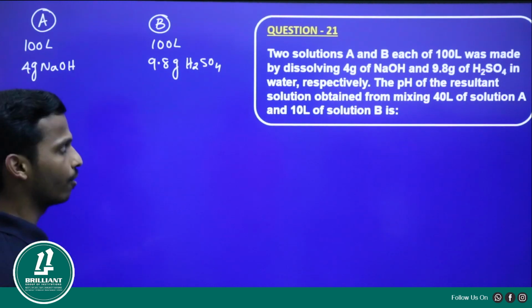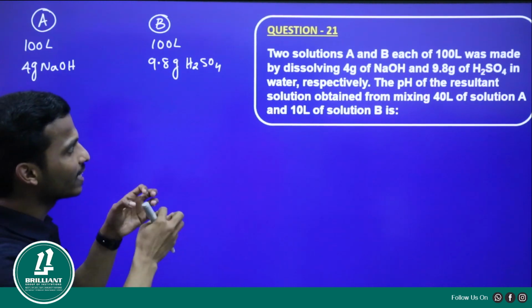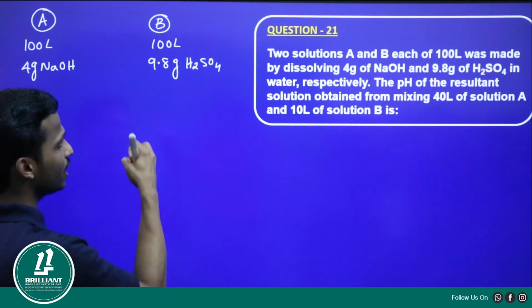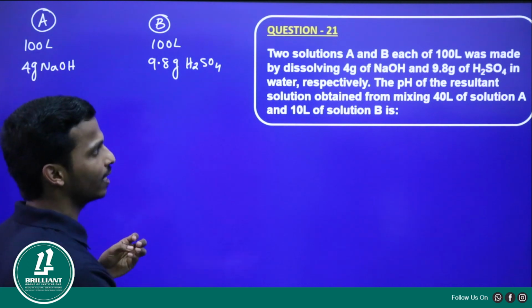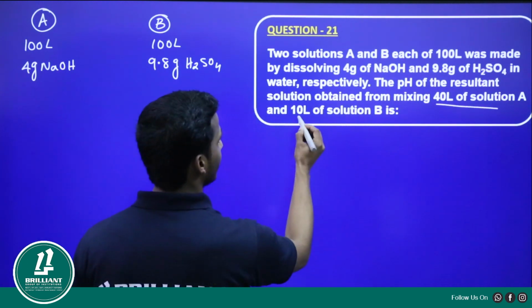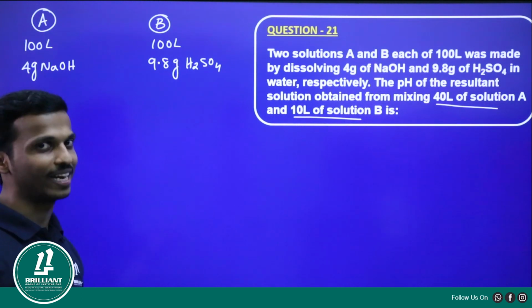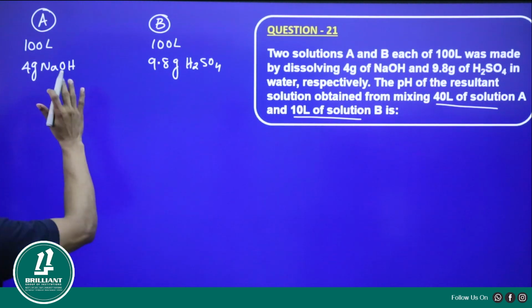in water. Okay, fine. The pH of the resultant solution obtained by, from this one, we are taking 40 liter of A and 10 liter of B. And what will be the pH of that solution? That is the question. See, this is the initial one.